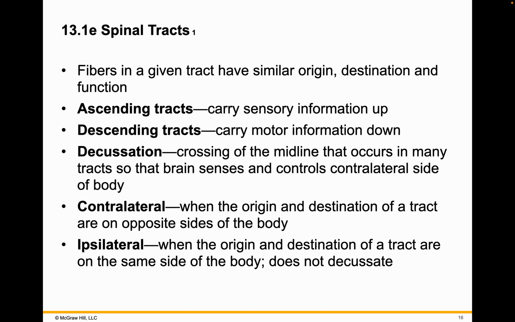Fibers in a given tract have a similar origin, destination, and function. So we have ascending tracts that carry sensory information upward, and descending tracts that carry motor information downwards. We have decussations, which are crossings at the midline that occur in many tracts so that the brain senses and controls the contralateral side of the body. Contralateral means the origin and destination of a tract are on opposite sides of the body, whereas ipsilateral is when the origin and destination of a tract are on the same side of the body, so there's no decussation.